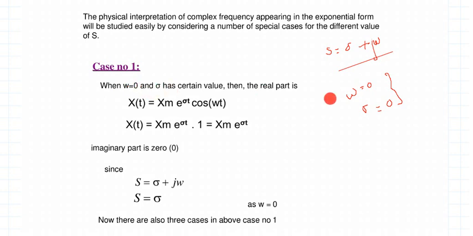So we are going to the first case, when we have made omega equal to 0, and so S is only a function of sigma now. S is only a function of sigma. So what happened to my signal x(t)? What was my signal x(t)?